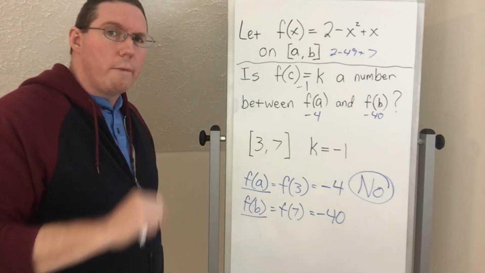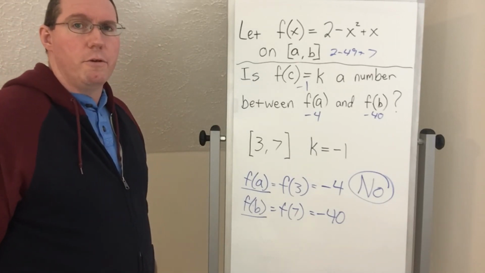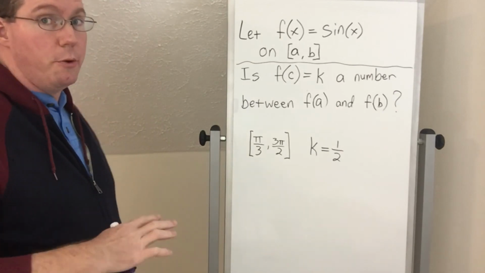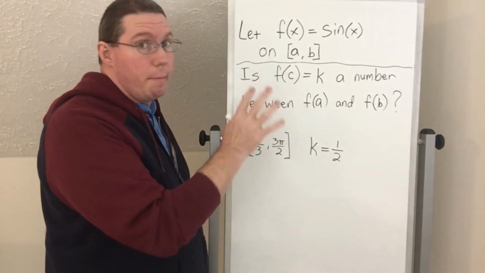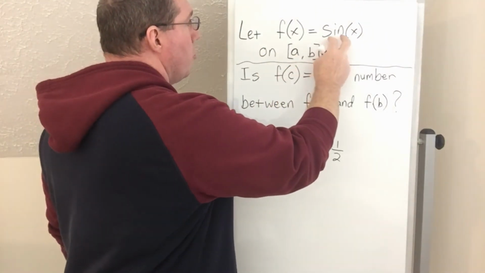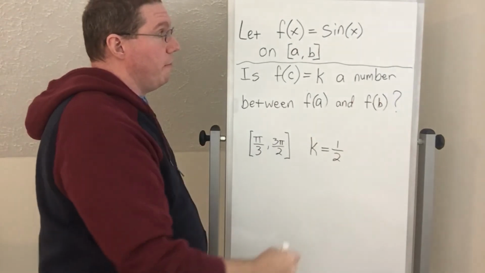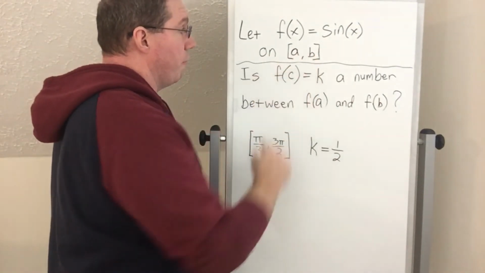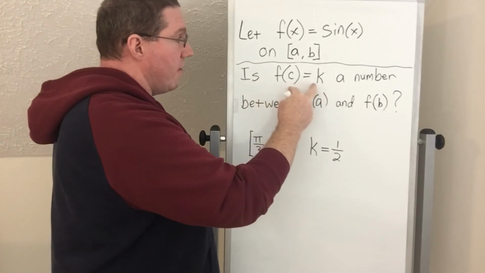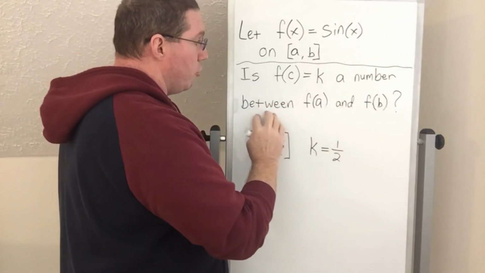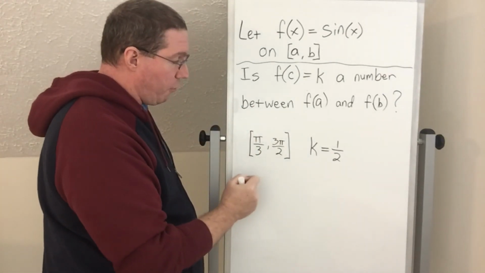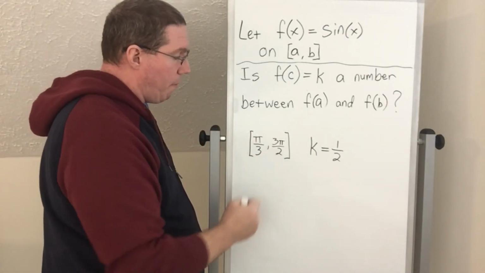All right, let's just do one more example and see if you can do this one on your own. We're going to go a little crazy on this one. I just want to show you that your functions may not be polynomial. So it's saying let f of x equal sine of x, this trigonometric function, on the interval from a to b. And we're asking, is f of c equals k a number that is between f of a and f of b, where a is pi over 3 and b is 3 pi over 2.